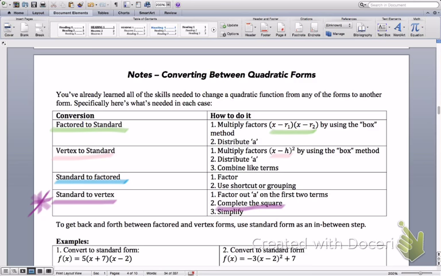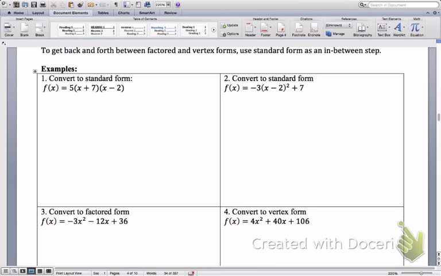Now, you may be asking why isn't there a chart for going from factored to vertex? If you want to go from factored to vertex form, you would first do factored to standard, and then standard to vertex. So I didn't want to write it twice. That's the general idea. So let's go ahead and see some examples.